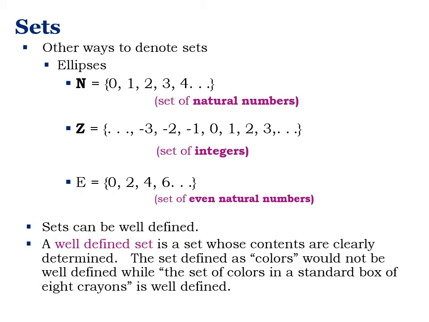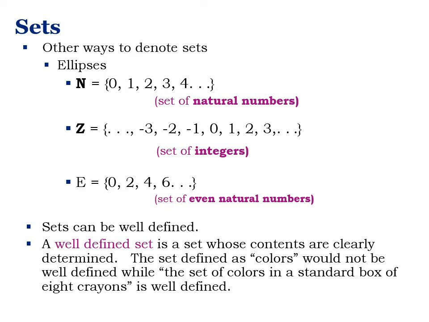Another way to denote sets is using ellipses. For example, if you have a set of natural numbers, you can write it in this form. You have the curly braces, then ellipses are used to denote that your sequence continues. For example, in the set of integers, from negative infinity to positive infinity, you are going to use ellipses.